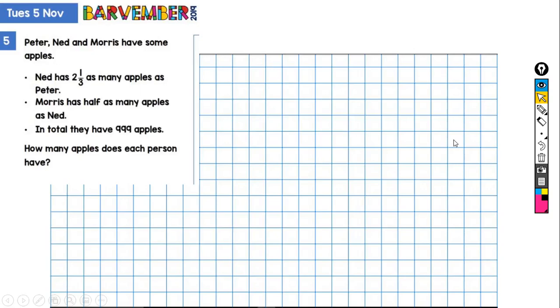Okay, here is November 5th, 2019's Barvember problem, bar modelling problem. It's quite a nice simple one, I think. Peter, Ned and Morris have some apples. Ned has 2 1/3 as many apples as Peter. Morris has half as many apples as Ned, and in total they have 999 apples. The question we're asked is, how many apples does each person have?